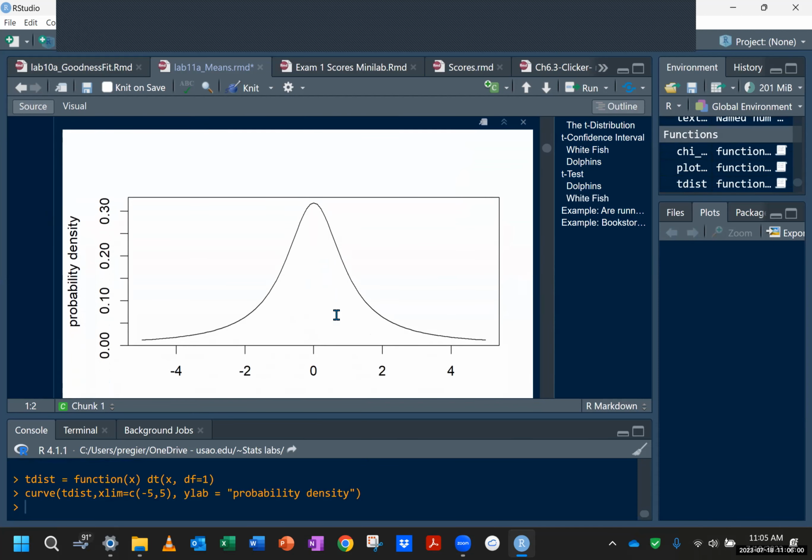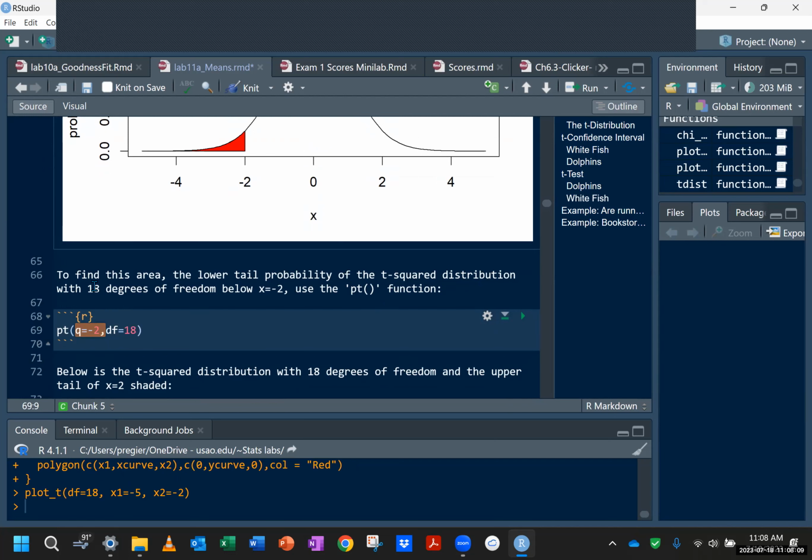But here's how we find areas of the t-distribution. Suppose we want to find that lower tail probability. Well, instead of pnorm, we'll use pt, physical therapy. And if we're looking at the cutoff value of q is -2, we'll say pt, q equals -2, and then we just put in the degrees of freedom, whatever degrees of freedom we're looking at. So here's the same graph with upper tail of 2.